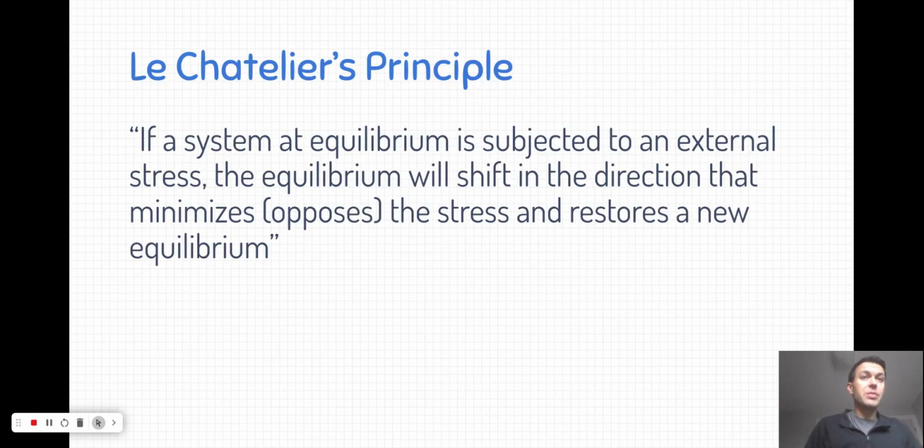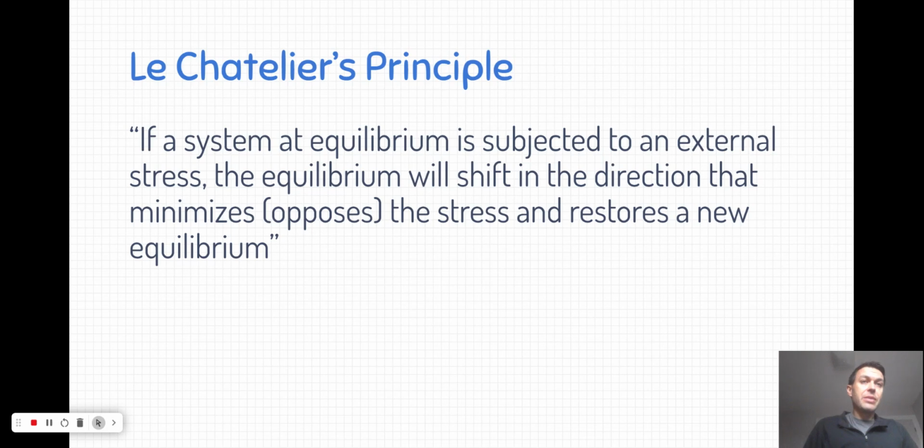Le Chatelier's principle describes the qualitative way in which a system will respond when some sort of stress, concentration, temperature, or pressure changes are put upon a system at equilibrium. It states that when that external stress is imposed, the system will shift in a direction that will minimize that stress and restore a new equilibrium point. The final part of this is important.